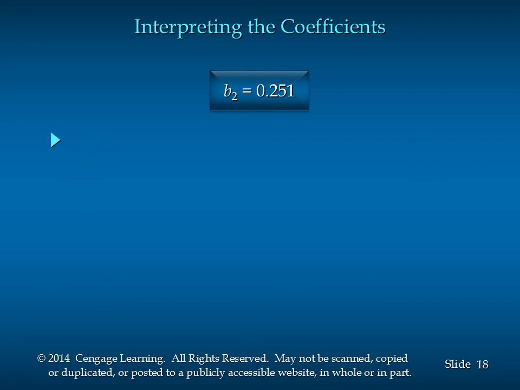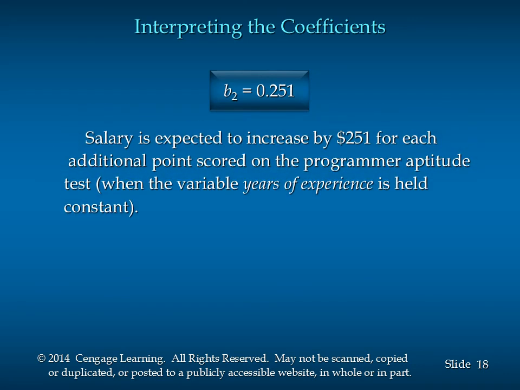Additionally, at the same time, if you hold years of experience constant and you zero out everybody's years of experience, or take everybody to the same value for years of experience, for every 1 unit increase in your score, you get a 25, I think that'd be $250 increase in your pay. Let's see, a $251 increase in pay for each additional point that you score on that exam.